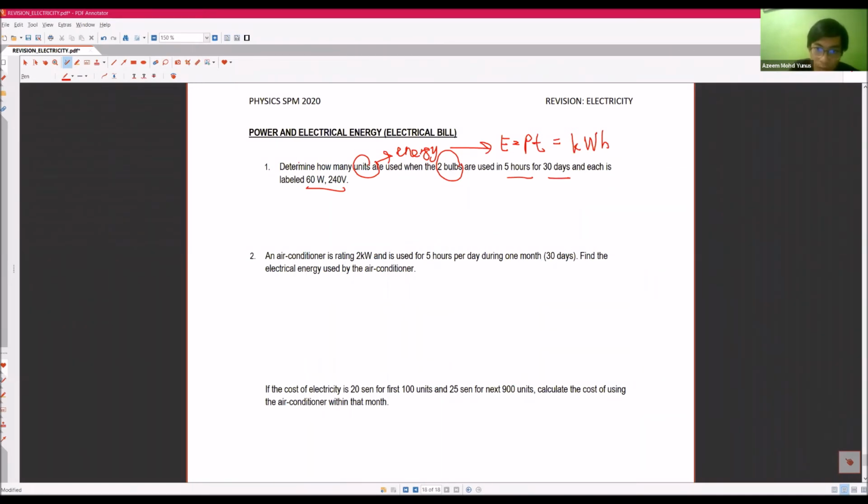We must define our parameters, the value of this unit. So we have two bulbs. Let's write down the formula first before we calculate. E equals P T. So we have two bulbs, P is 60 watt, which is 60 divided by 1000.